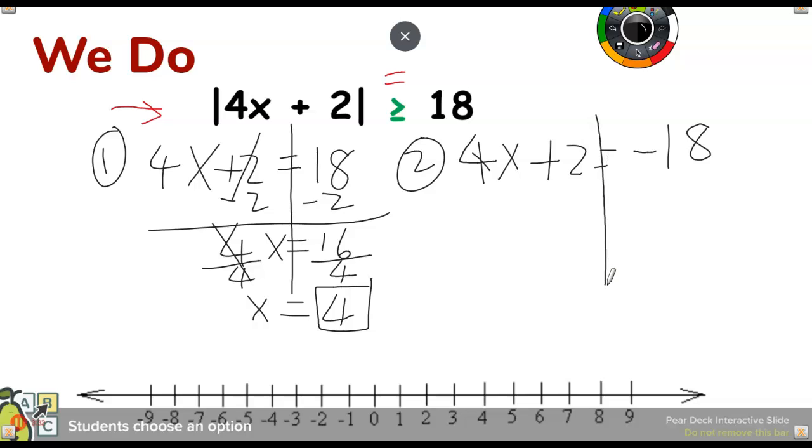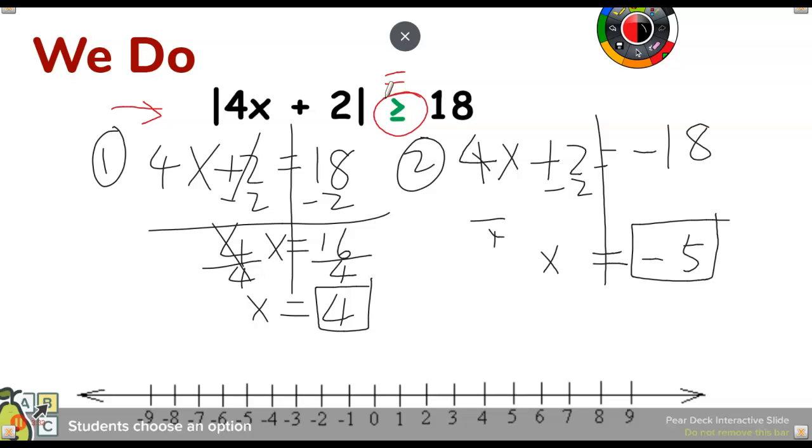And solve it the same way as the first equation. I'm not going to solve it out. First, subtract 2, then divide by 4, right? We should have x equals -5. So when you have these two solutions, you're going to deal with the inequality symbol next.